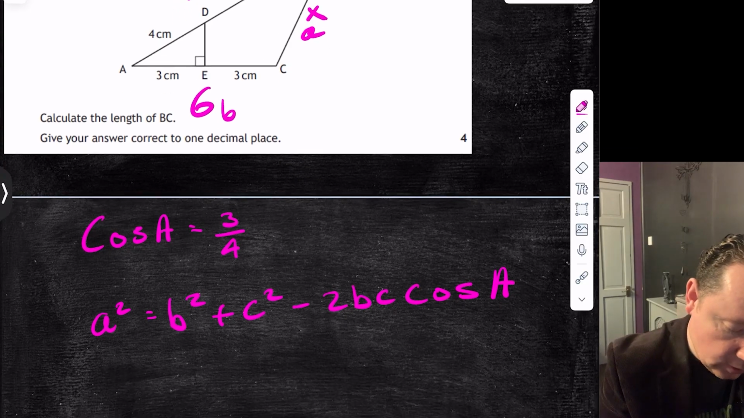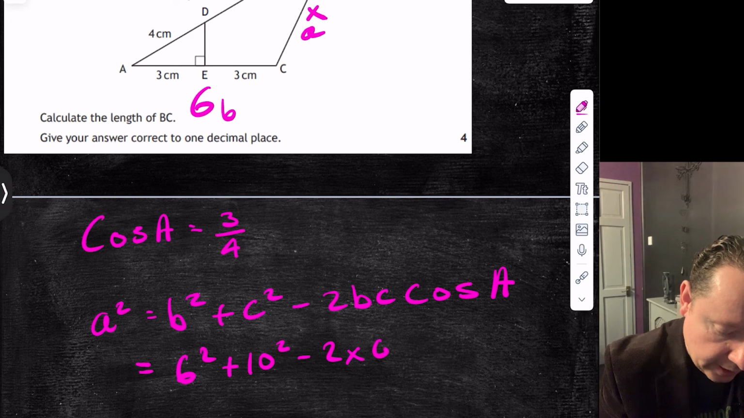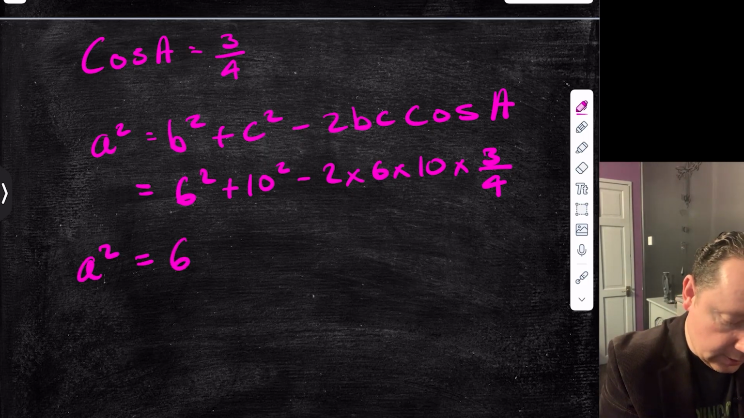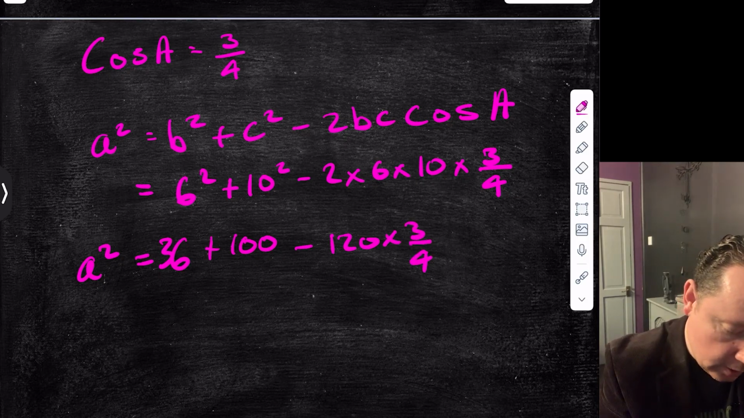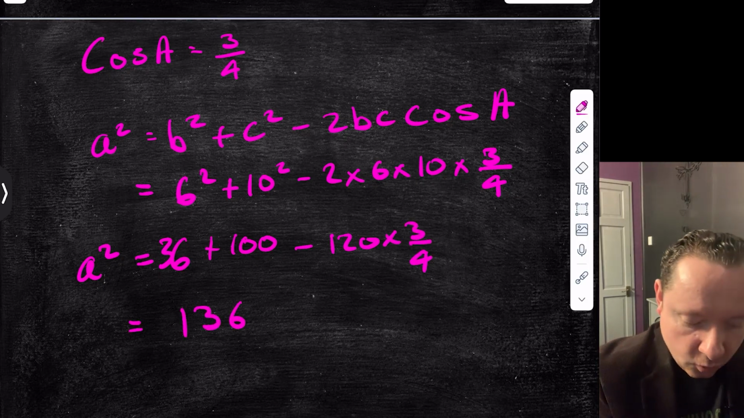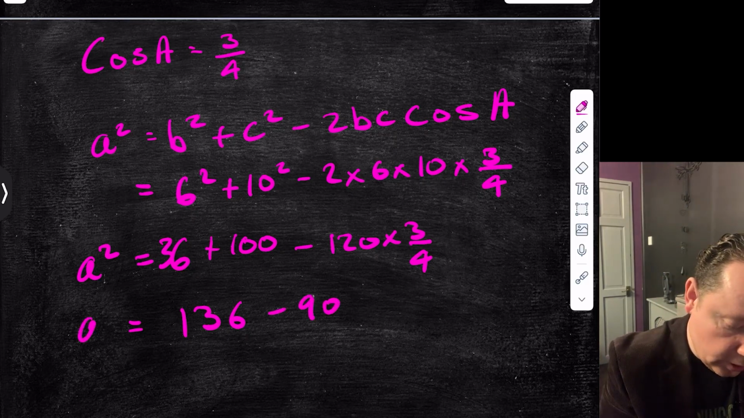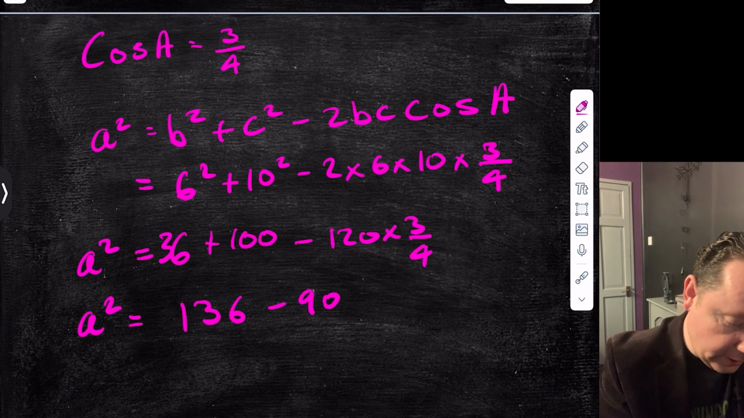3 plus 3, 6. So we've got 6 squared plus 10 squared minus 2 times 6 times 10 times 3/4. Remember, this is a calculator paper. So you've got 36 plus 100 minus 2 times 6 is 12 times 10 is 120 times 3/4. So that's 136. 4 goes into 12 3 times, so that's 30 times 3 is 90, but don't worry, it's a calculator paper, so use a calculator if you have to. 136 minus 90 is 46.